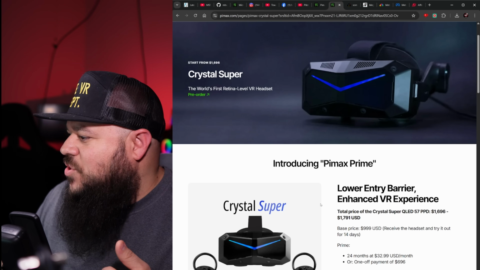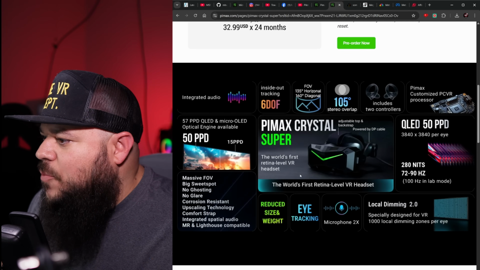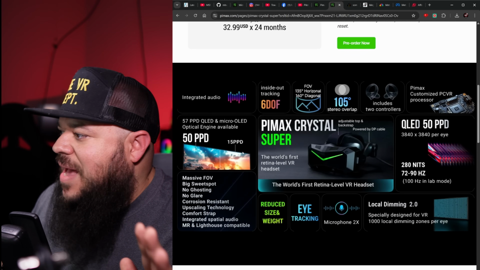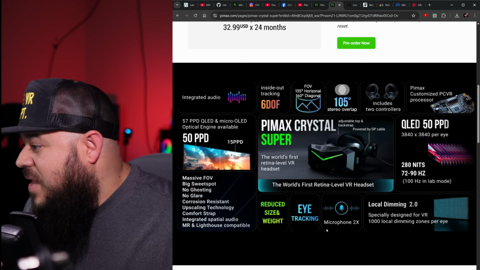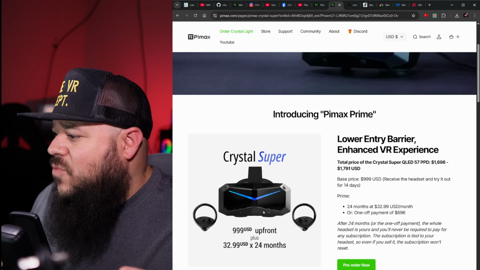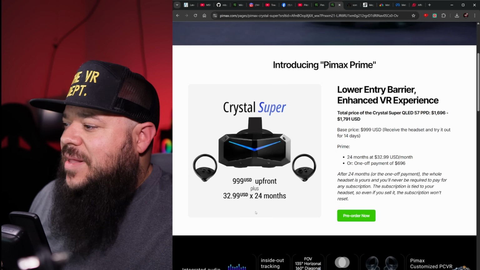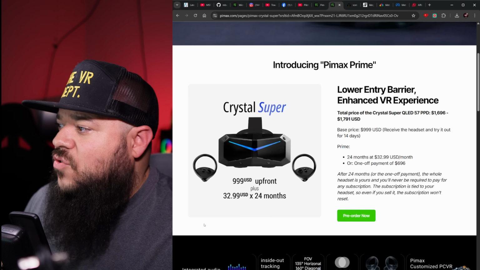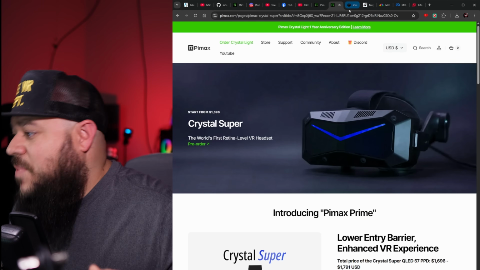So Pimax Crystal Super, there it is. I'm going to have to go over the specs a little bit later, but what we see here is going to have some of the highest resolution, QLED panels, local dimming, eye tracking, two microphones, reduced size and weight. I mean, this is going to be a smaller form factor. I think there's going to be a lot of good things about this headset. I'm super excited to give it a try at Lakeland. Again, that's what we're talking about because it's going to be available.